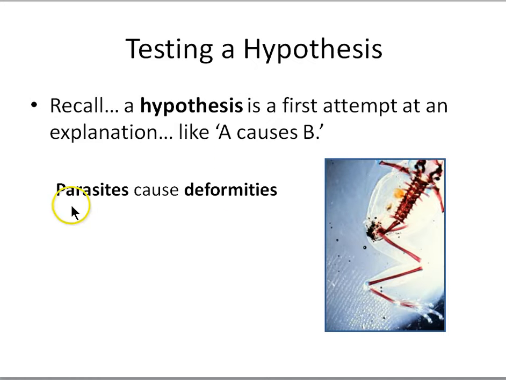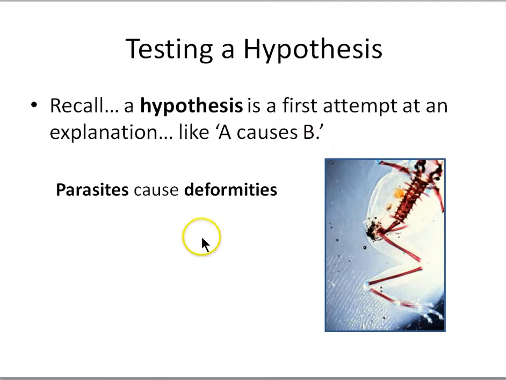In the case of our frogs, we said parasites cause deformities. Notice the picture of the frog here, and these little black dots are parasites, suspiciously at precisely the location where there's a deformity, a missing leg here. So notice this is a hypothesis because we're attempting to explain something in nature, the appearance of frog deformities, and the hypothesis is a form of an explanation because it's identifying a cause of the deformities. Parasites cause deformities. A causes B.